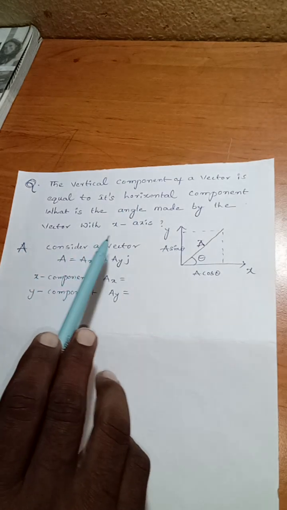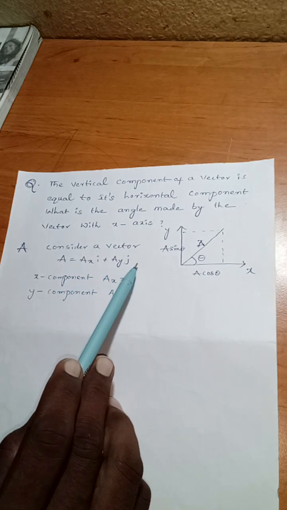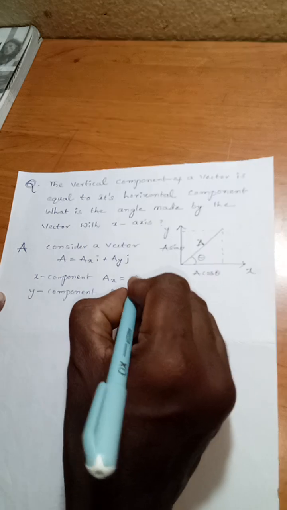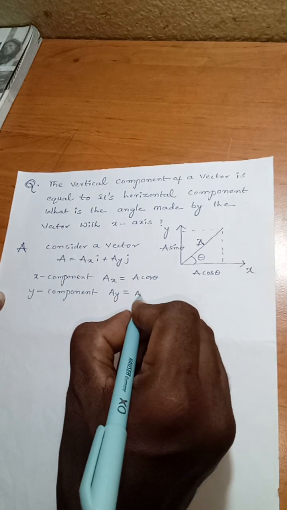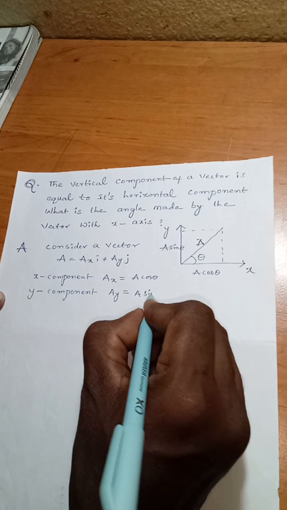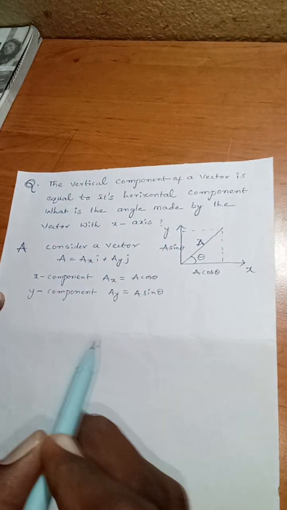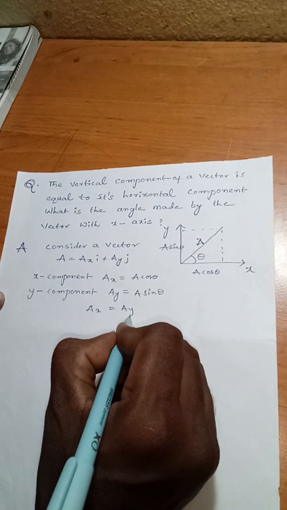Answer: consider a vector A equal to AX i plus AY j. The x component AX is equal to A cos theta, and the y component AY is equal to A sin theta. Given data: the horizontal component is equal to the vertical component. So AX is equal to AY.